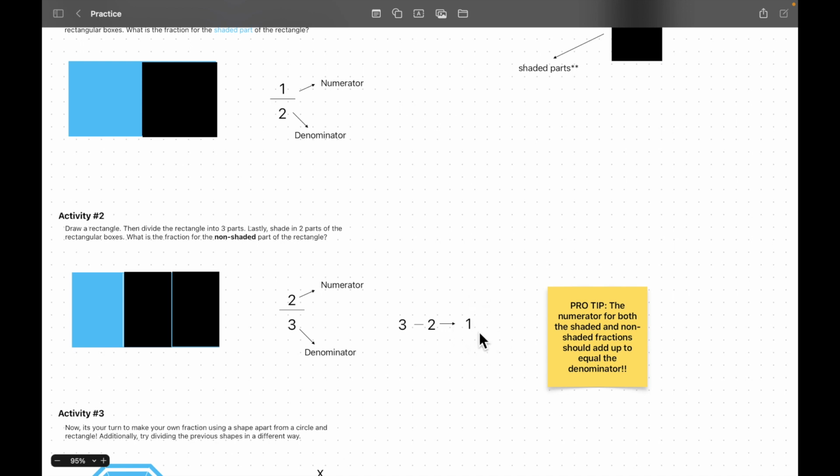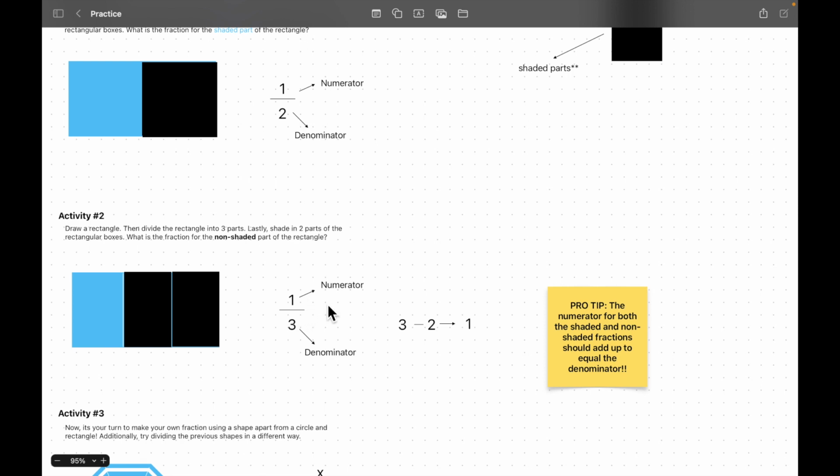1 signifies and symbolizes this one box that is not shaded. So we'll put 1 here, and this is the fraction for the non-shaded part of the rectangle. And you see over here, pro tip: the numerators for both the shaded and non-shaded fractions should add up to equal the denominator. So the shaded fraction is, like we said, 2 over 3, and the non-shaded fraction is over here, 1 over 3.